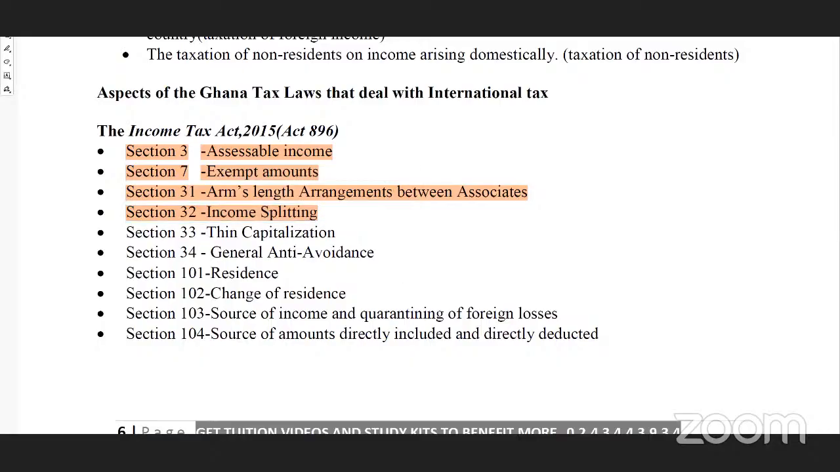This section, you can also call it base erosion and profit shifting. Income splitting is base erosion and profit shifting. You are eroding your tax base and shifting profits to another place. Maybe the place has a higher tax rate or lower tax rate. It depends on the ability to massage your profits. That's what multinationals do, right?